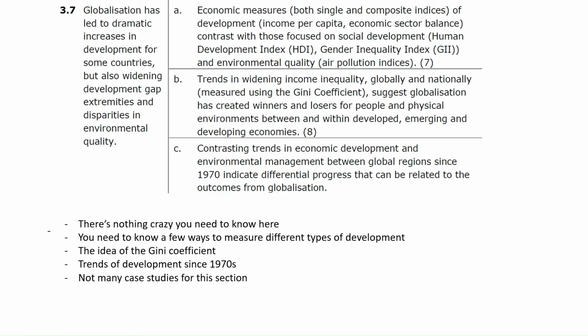So, globalization has led to dramatic increases in development for some countries, but also a widening development gap, extremities, and disparities in environmental quality. So, there's nothing like case study heavy that you need to know here. You just need to know a few ways to measure different types of development, the idea of Gini coefficient, trends of development since the 70s. Yeah, so not many case studies for this section. It's more just like knowledge. So let's move on to 3.7a.